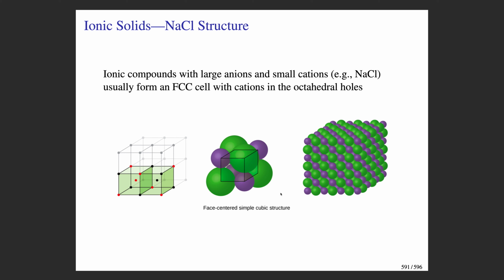Here's a sodium chloride structure. It's got a face-centered cubic structure where the cations fill in the octahedral holes. And so what you wind up with ultimately is that the cations are surrounded by the anions, and the anions are surrounded by the cations. But then there's a whole assortment of details that go into the geometry of the unit cell as well, where the cations are, where the anions are.